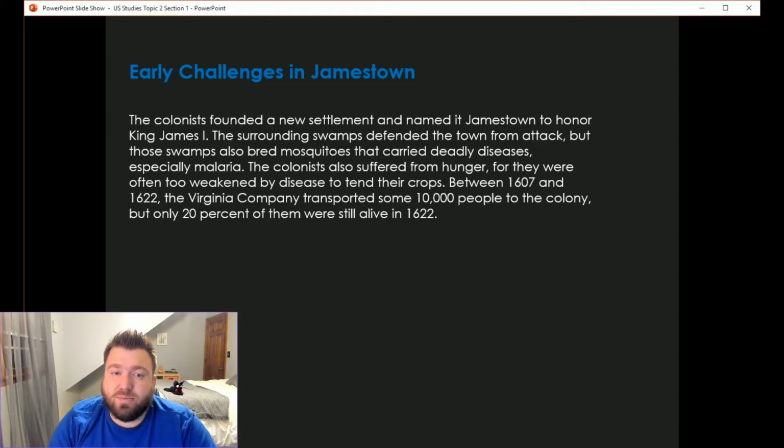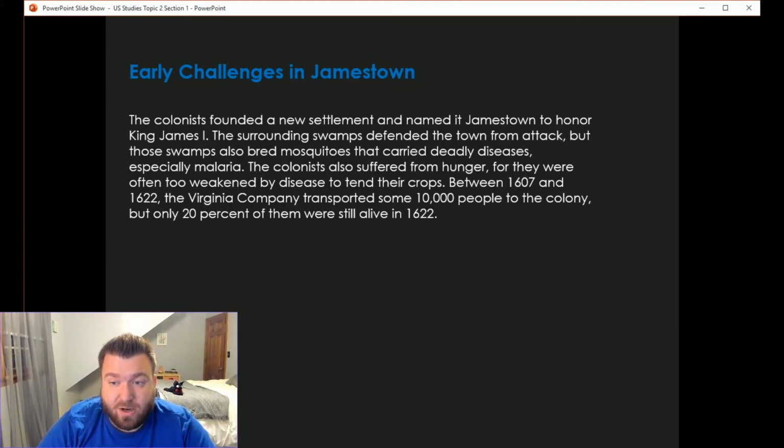Early challenges in Jamestown. The colonists founded a new settlement and named it Jamestown to honor King James I. The surrounding swamps defended the town from attack, but the swamps also bred mosquitoes that carried deadly diseases, especially malaria. The colonists also suffered from hunger, for they were often too weakened by disease to tend their crops. Between 1607 and 1622, the Virginia Company transported some 10,000 people to the colony, but only 20% of them were still alive in 1622. That is a whole lot of death.